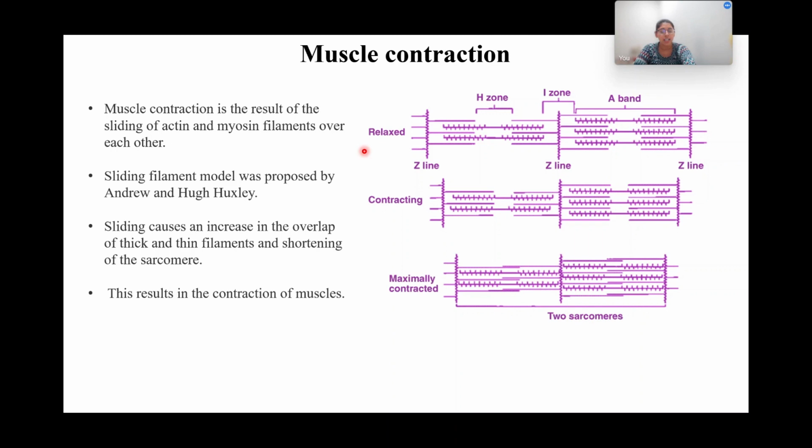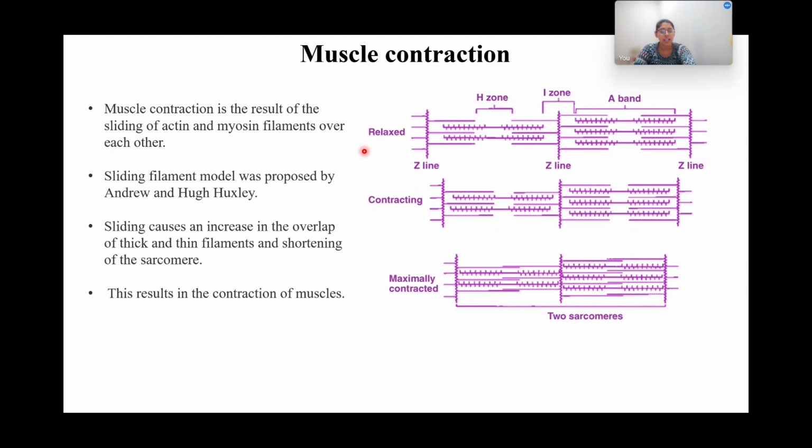Acetylcholinesterase, as the name says, will lead to the cleaving of acetylcholine. Acetylcholine gone, there would be no binding between the acetylcholine and the receptor. As a result, the membrane potential which had been depolarized will come back to its resting potential. It will get repolarized. Sodium channels will close. When the sodium channels close, there will be no more influx of sodium. Because of that, the calcium will be taken back in by the sarcoplasmic reticulum.